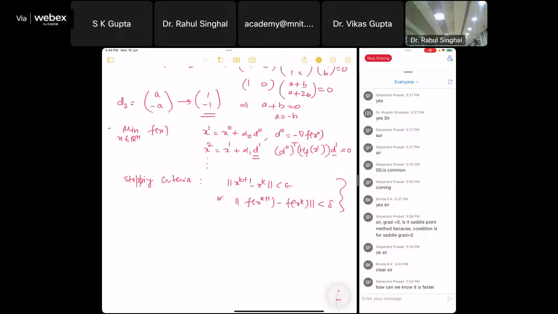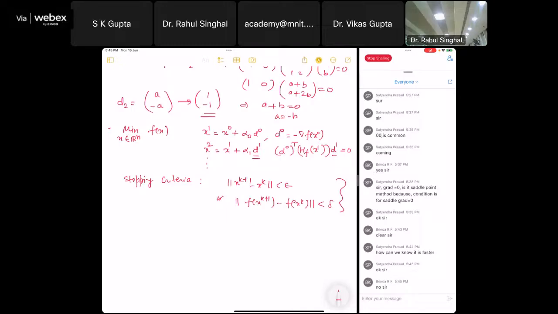Satinder, we know that it is faster because we have theorems. By theorem we can prove that the rate of convergence of this method is more than the rate of convergence of the steepest descent method. Any other question?